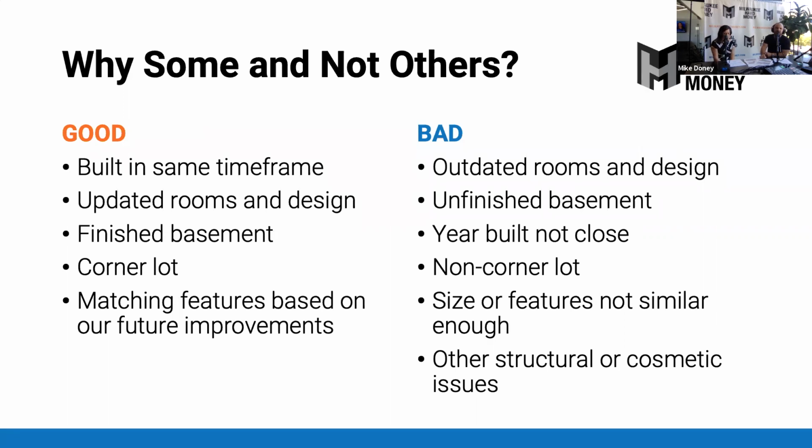So built in the same time period, right? That's really good. A 1960s house versus a 1960s house is what they call a really, really good comparable. Let's stick to that, right? You've got updated rooms and design. Finished basements are huge, right? As a rehabber, you immediately increase value, especially if you can add an egress window. You're creating livable square feet. Good. Here, we have a corner lot matching ours, which is a corner lot. And then matching features based on our feature improvement.